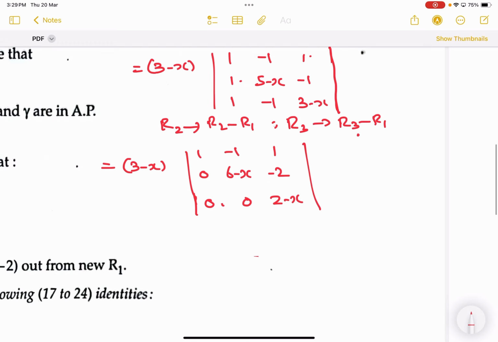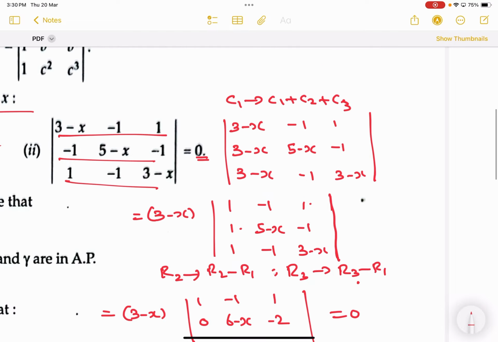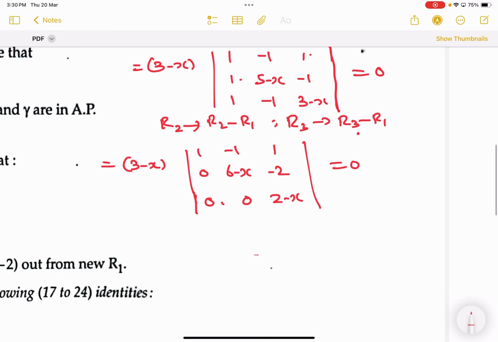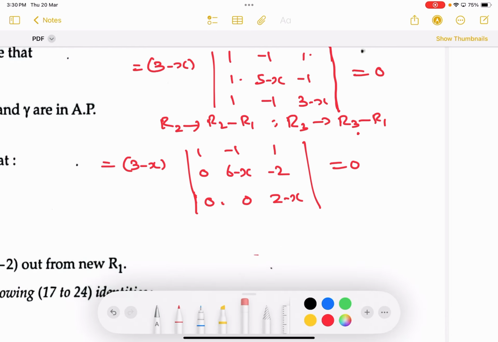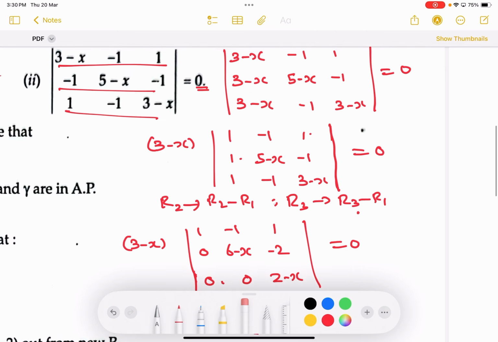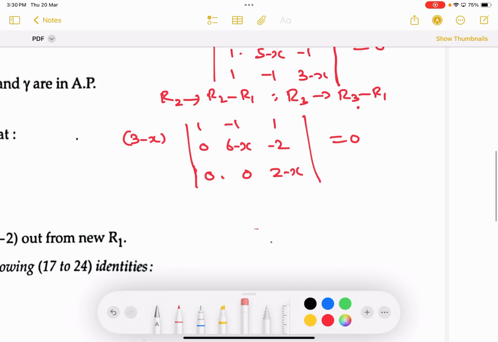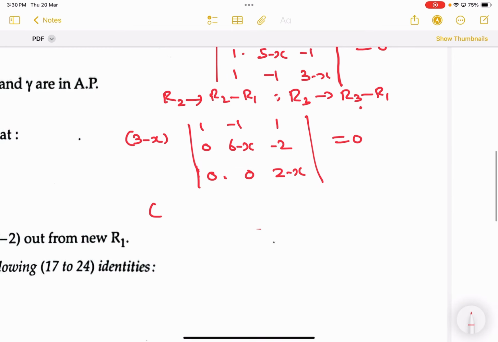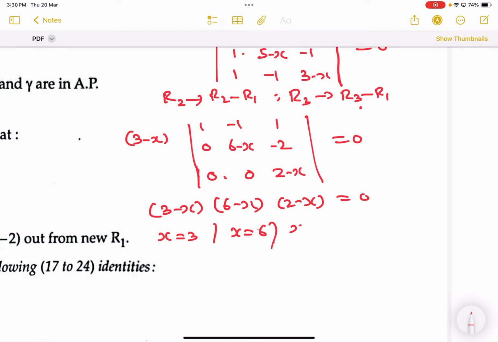Now, they have given that it is equal to 0 because it is an equation. Remember, this is an equation, right? So remove that equal sign at the left hand side. So the determinant is 3 minus x into 6 minus x into 2 minus x is equal to 0. Already factorized. So x is equal to 3, x is equal to 6, x is equal to 2. This is your answer, right?